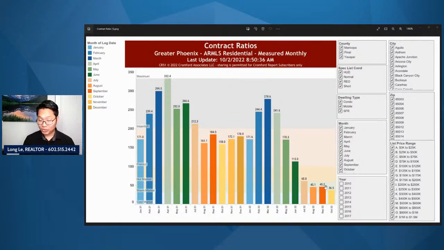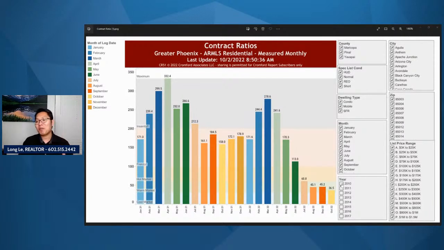After that, as you remember, the interest rate kept going higher. In August and September, the contract ratio dropped down to a warm market, from around 50 to 45. Now, according to Cromford Associates, if the number is below 40, below 35, below 30, then we go into the cool market. As of right now it is 36.5, meaning it is very close to a cool market.